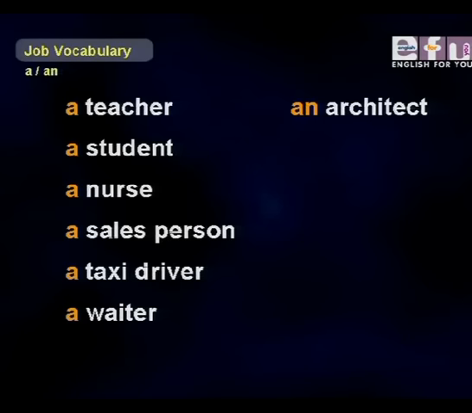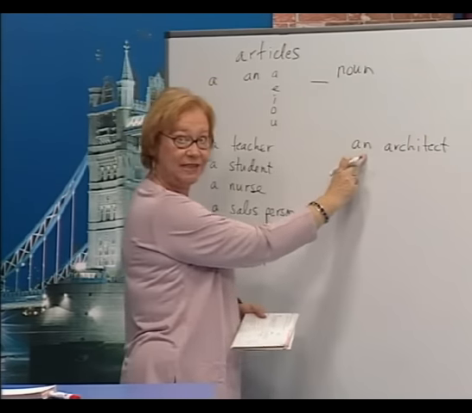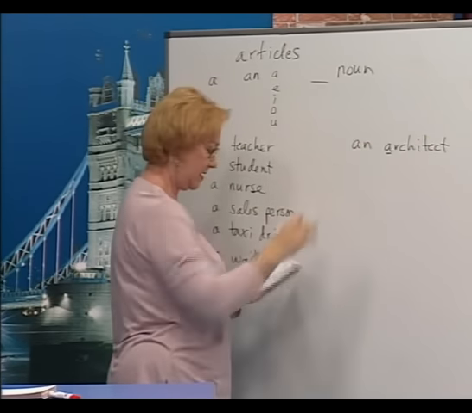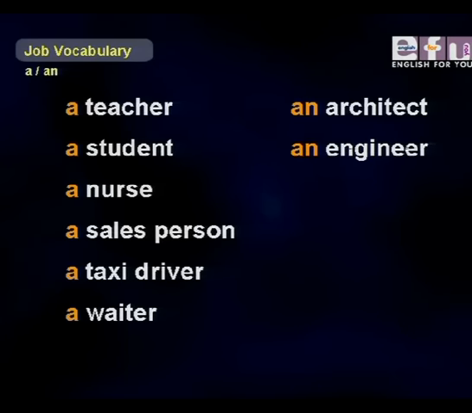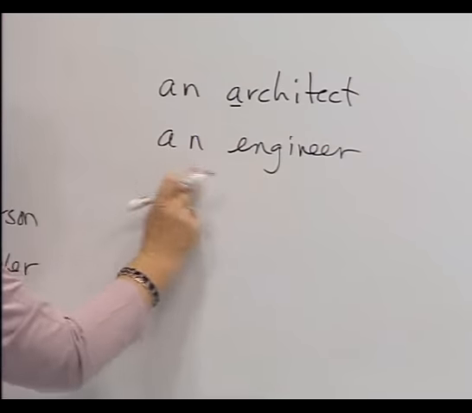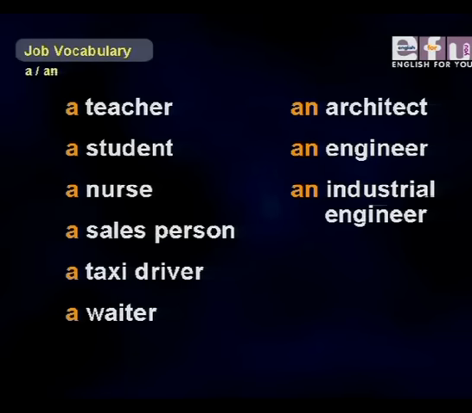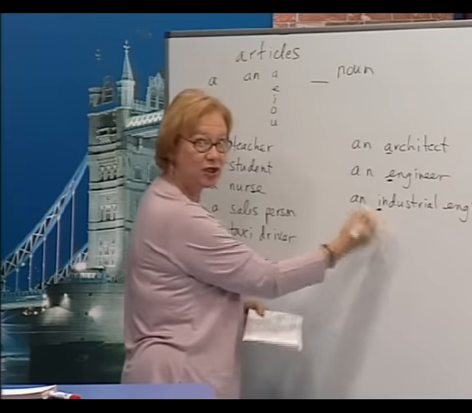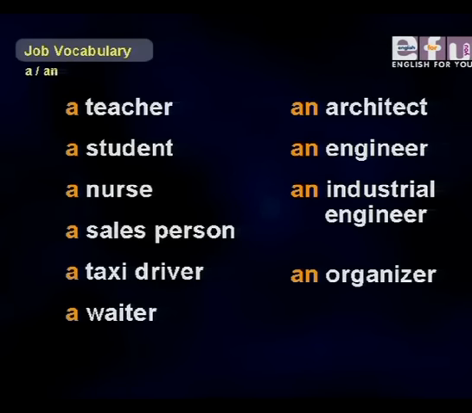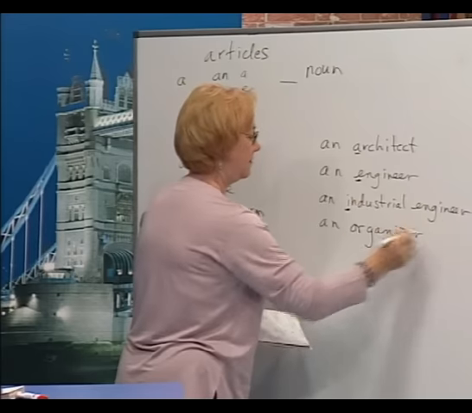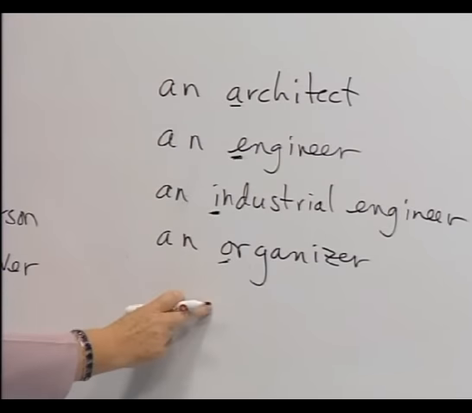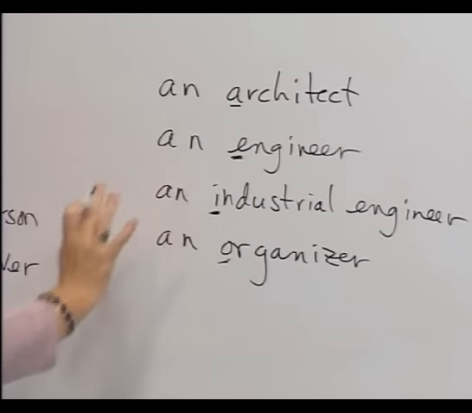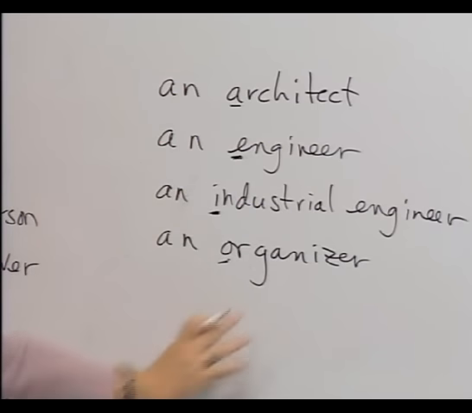Now we have an architect. An architect because of the A. An engineer, because of the E. An industrial engineer. And an organizer. Okay? A-E-I-O. So, an architect, an engineer, an industrial engineer, an organizer.